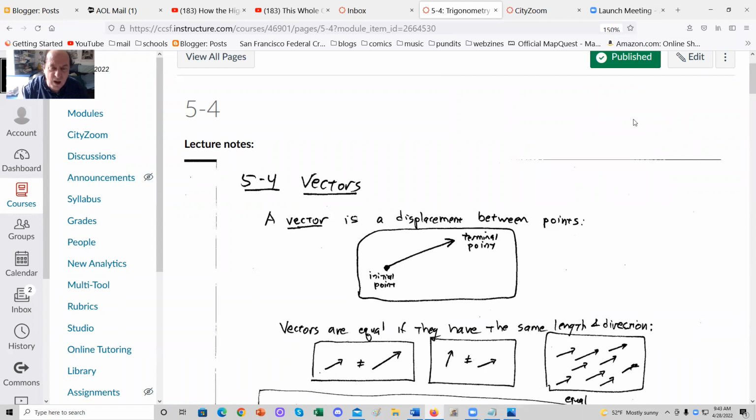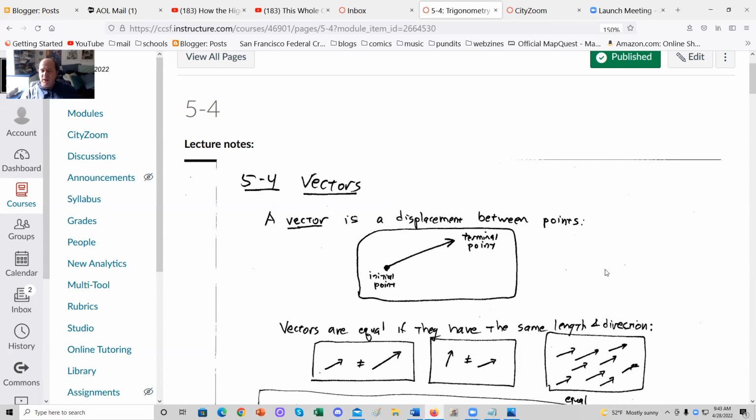All right. For today, we'll move on to a little bit about vectors. And it has a little bit of trigonometry connected to them because there's both rectangular and polar coordinates for vectors. A vector, think of it as an arrow in space. It's a displacement between 2 points. Here's the initial point arrowing over to the terminal point.